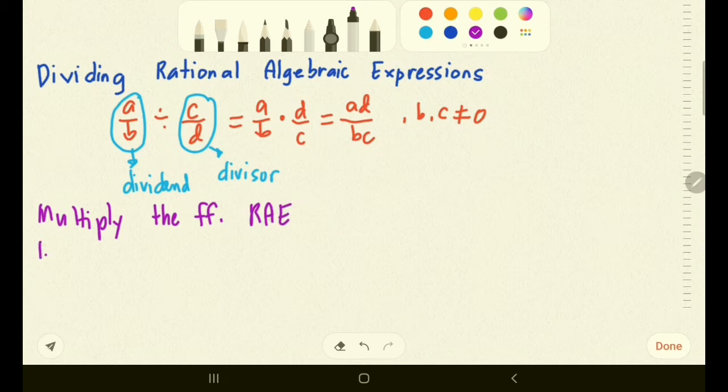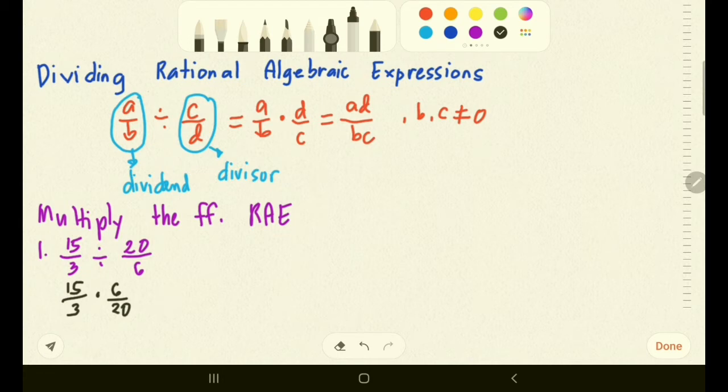Let's have number 1. You have 15 over 3 divided by 20 over 6. Let's do the procedure. 15 over 3 is the dividend, so just copy 15 over 3. Then change the operation from division to multiplication, and then change the divisor into its reciprocal. So that becomes 6 over 20.